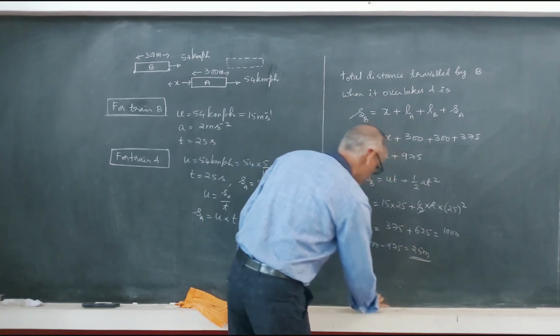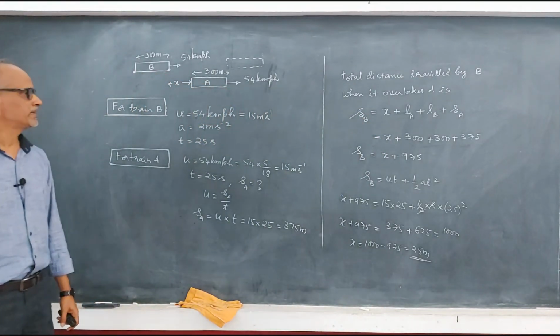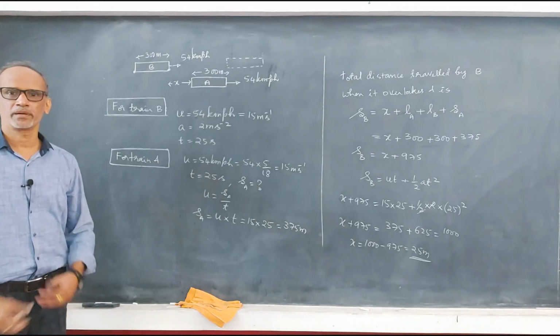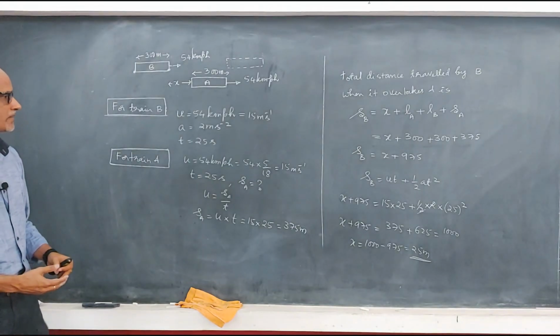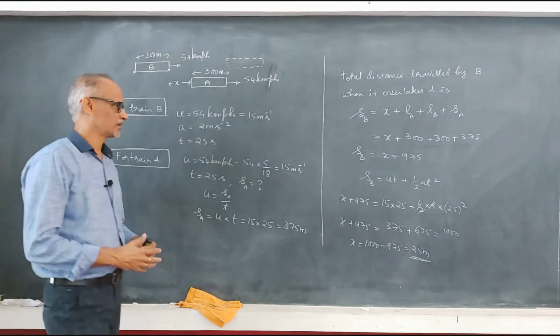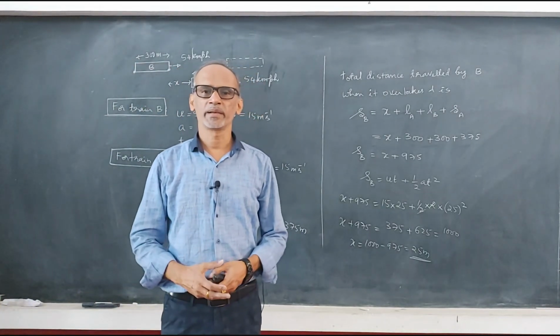Now this is the initial gap between train B and train A. Okay, so hope you have understood. Again, one more important problem. These are all 5 marks numericals for the coming exams.